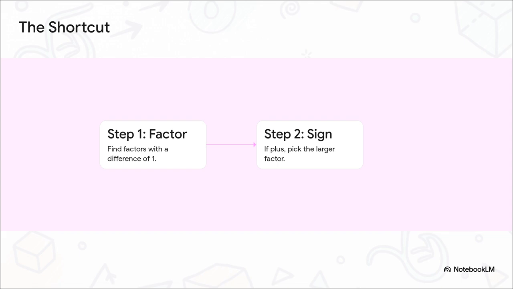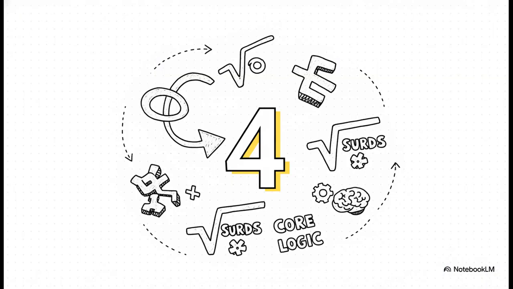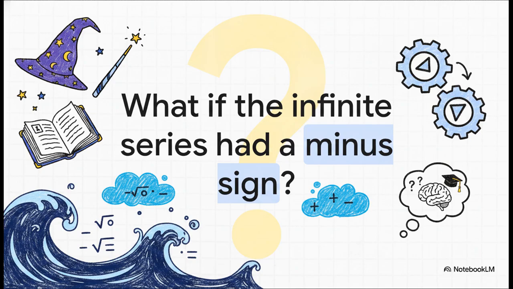Step 2, just look at the sign in the series. Since it's a plus series, you simply pick the larger number. Boom, just like that, without any messy formulas. The answer to that terrifying infinite series is simply 4. It really is that easy when you understand the core logic playing out behind the numbers. You are now officially equipped with a complete Math Magician's toolkit for indices and surds. We've gone all the way from the basic laws to literally solving infinity.